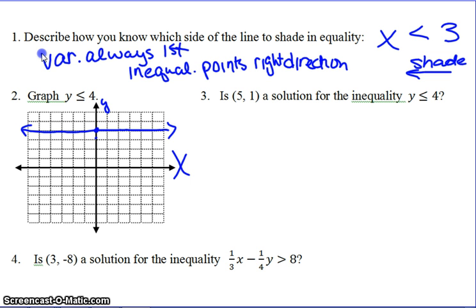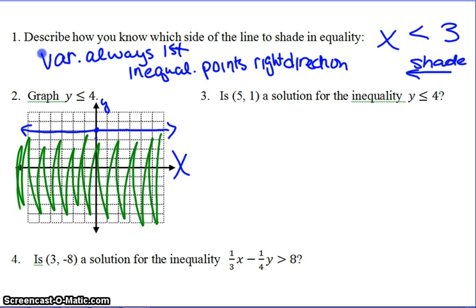To show that it could be 4 or it could be everything below it, we shade in the big graph, saying it could be any of these. So y could be 3, 2, 1, it could be 3.5, things like that. The way that we show it could be "or equal to" is we have a solid line here.